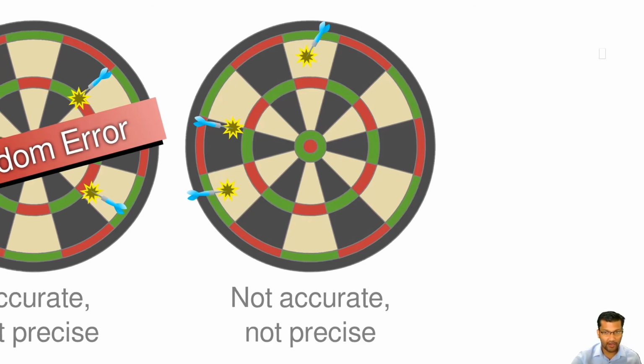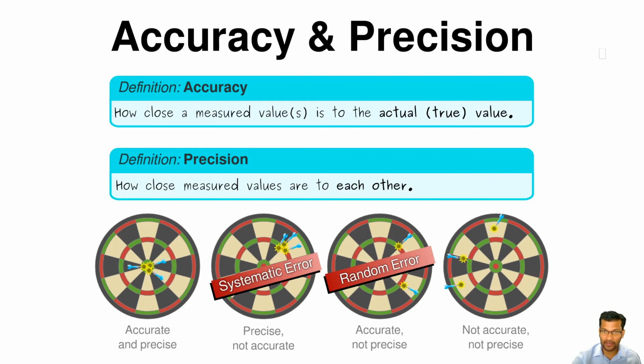All right, so that summarizes this video on accuracy and precision and just two types of errors that we looked at: systematic error that happens when something's precise but not accurate, and random error when something's accurate but not precise.